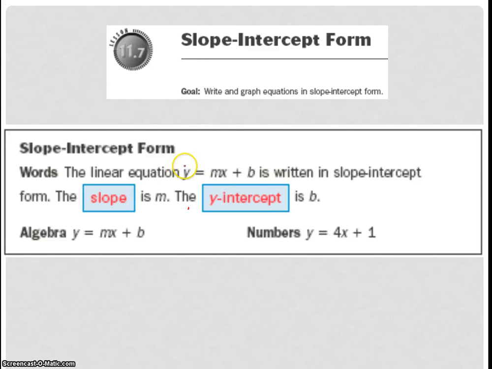You have already seen an equation similar to this, and that was function form. The only difference is now we call the a, the number next to x, the slope. The b is your y-intercept. Now be careful, it's not the y-coordinate, it's the intercept. So it's where on the graph the line crosses the y-axis.